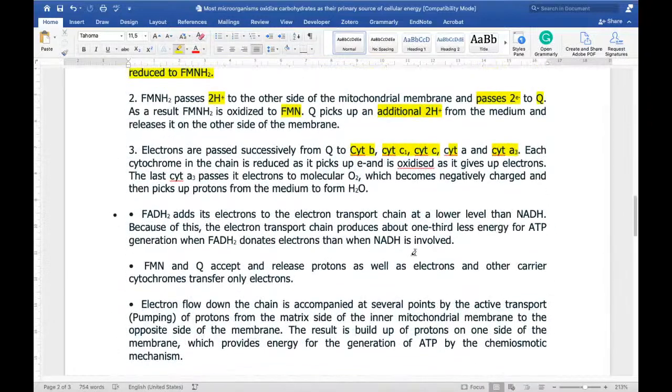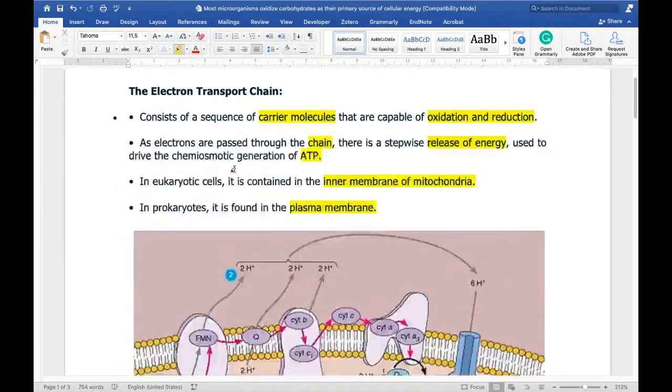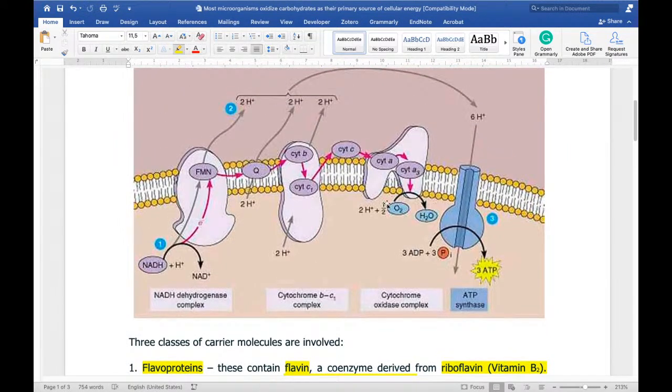In the next step, each cytochrome in the chain is reduced as it picks up an electron, and oxidized as it gives up the electron. The last cytochrome, A3, carries electrons to the molecular oxygen, which becomes negatively charged and then picks up protons from the medium to form the water molecule. So this will add 2H plus and half an oxygen, giving rise to a water molecule here, right?